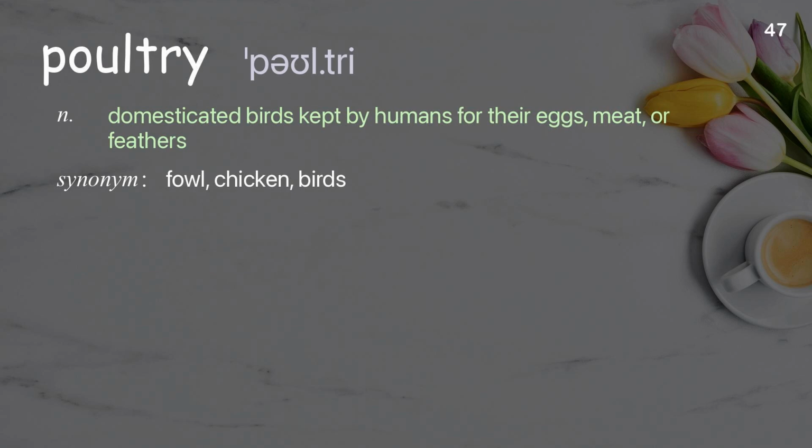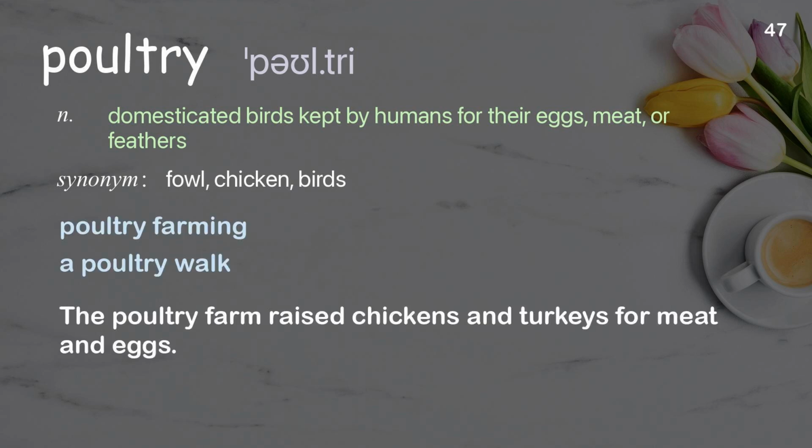Poultry. Domesticated birds kept by humans for their eggs, meat, or feathers. Examples: Poultry farming. A poultry walk. The poultry farm raised chickens and turkeys for meat and eggs.